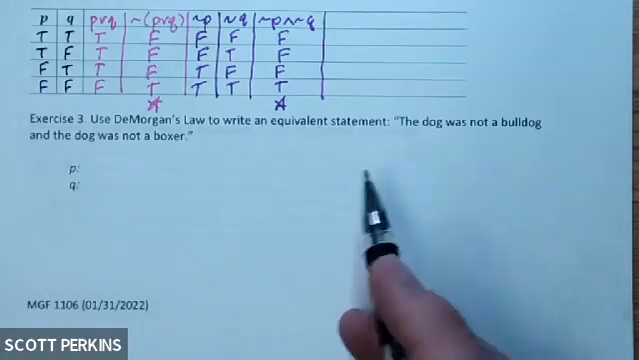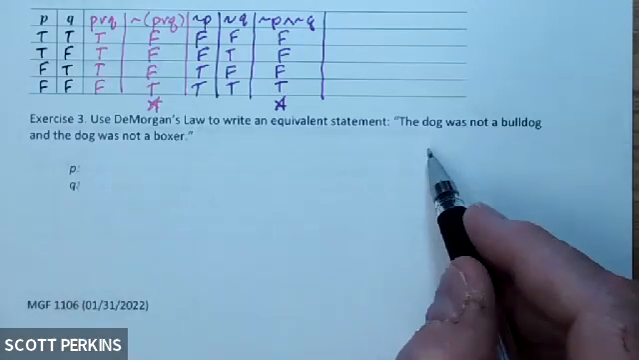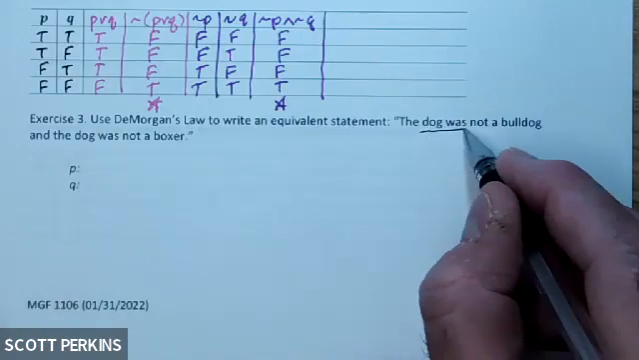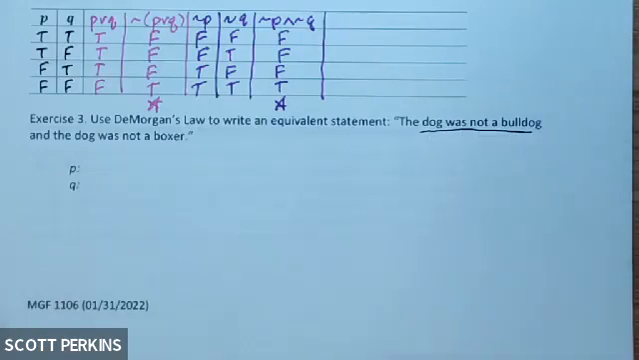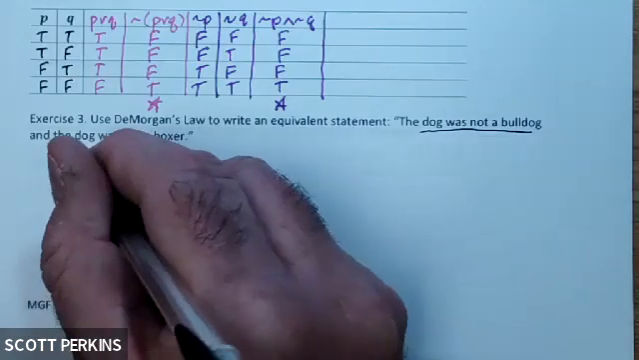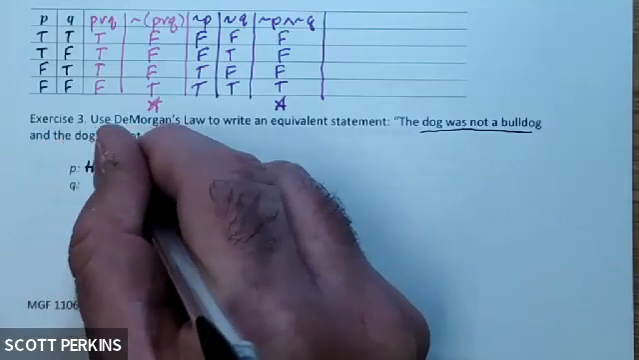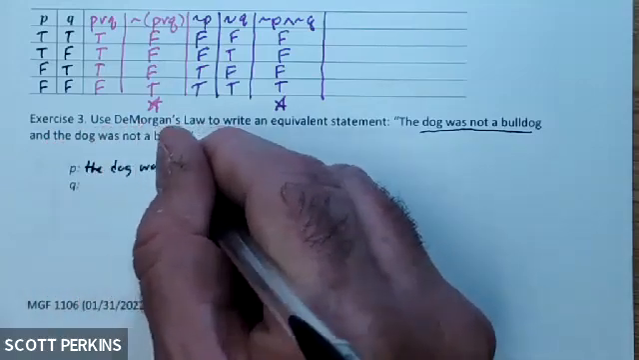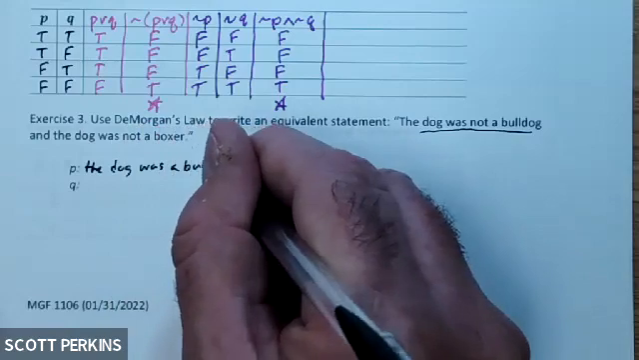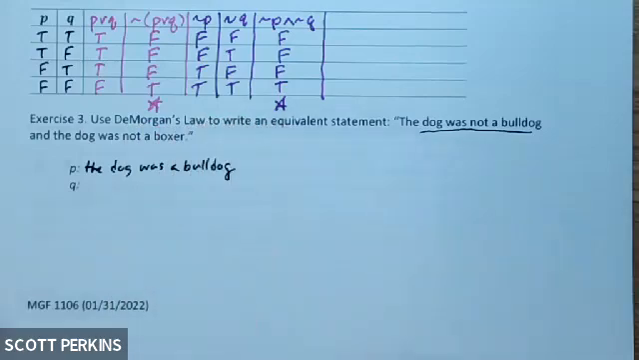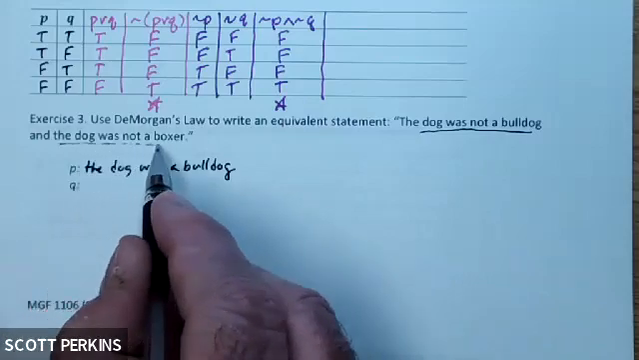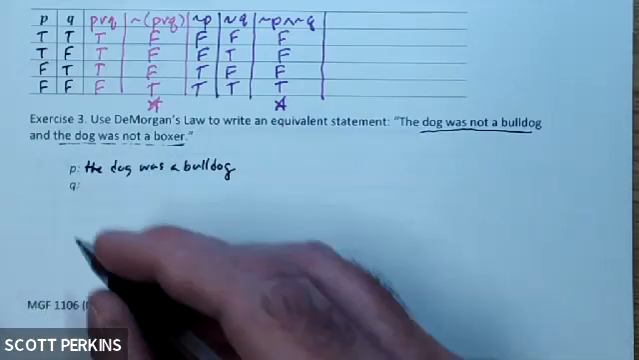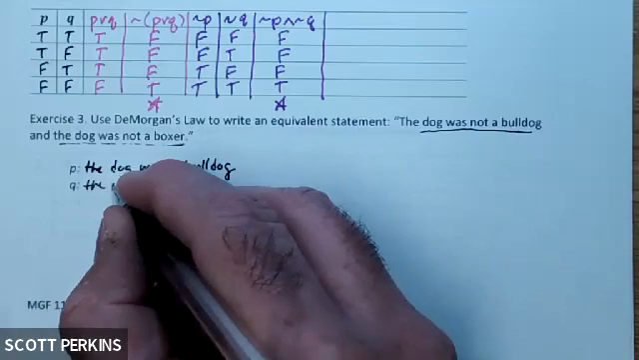Okay, so the statement P, I'm just reading this from left to right. The first statement I have is "the dog was not a bulldog." So statement P is going to be "the dog was a bulldog." The second statement is "the dog was not a boxer." So my simple statement Q is going to be "the dog was a boxer."